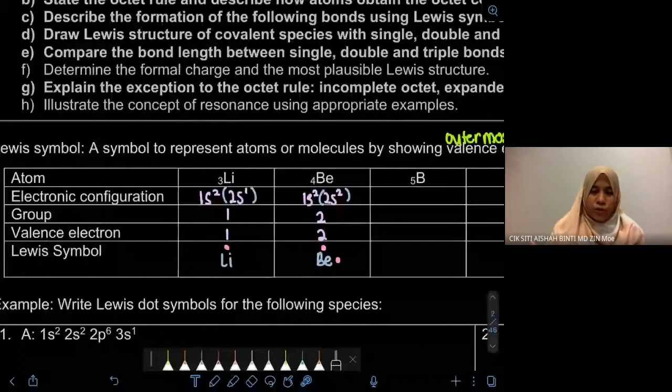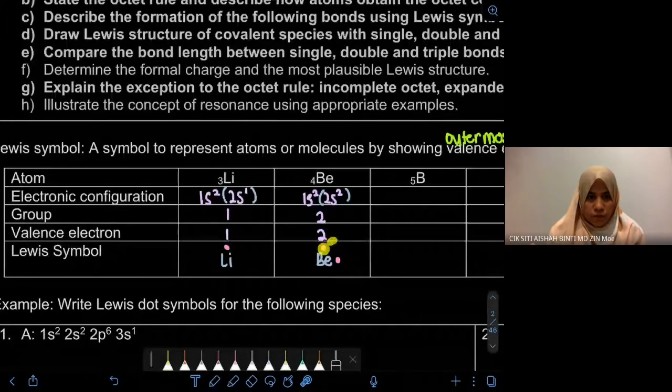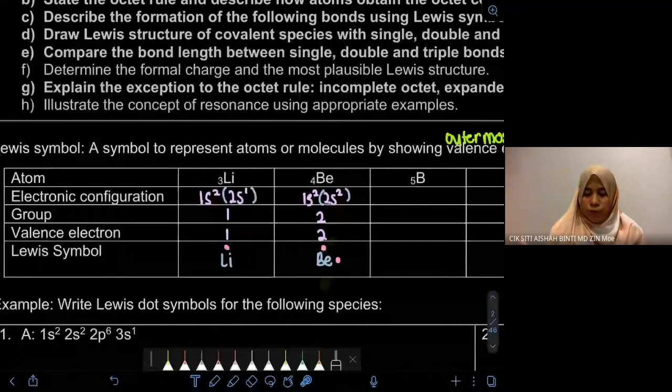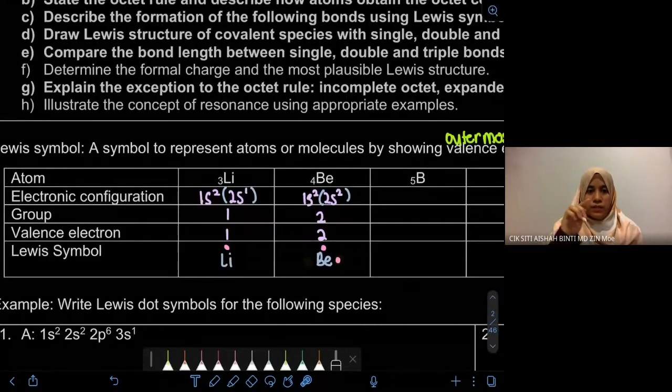Be it contohnya kamu nak buat 2 elektron tu atas, bawah. Atas bawah je, nampak tak? Ataupun kamu nak buat kiri kanan, there's no problem. It's just that make sure it is unpaired dululah. Kena make sure dia step 1 tu dia kena satu dot dulu.